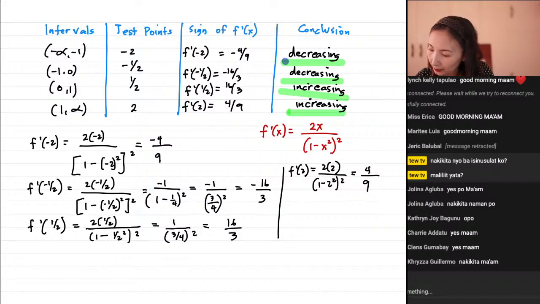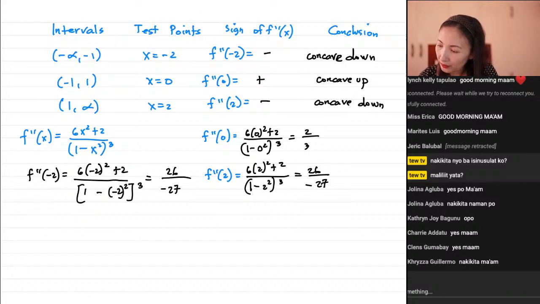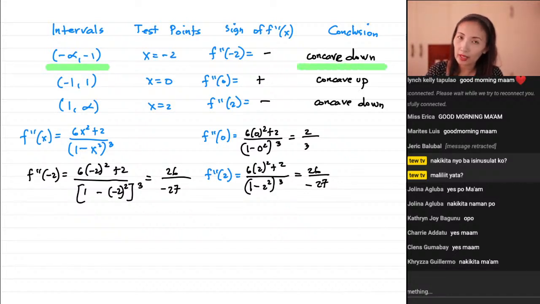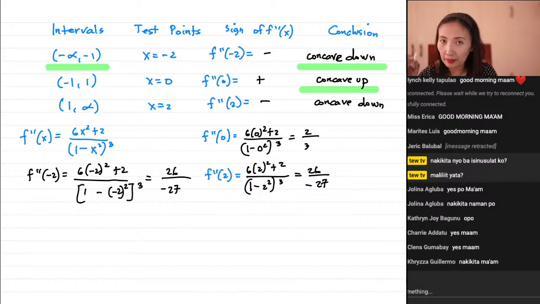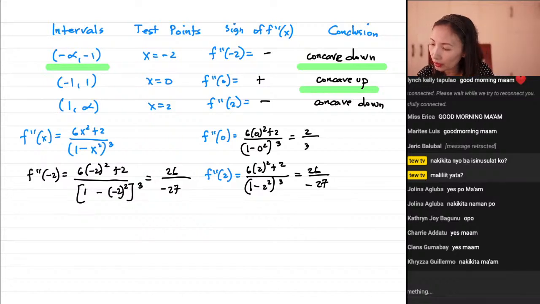Okay, now let's go back to our graph. And from negative infinity to negative 1, it's concave downward. Next, from negative 1 to positive 1, concave upward. Concaves upward. And from positive 1 to infinity, it concaves downward. So how will the graph then look like?